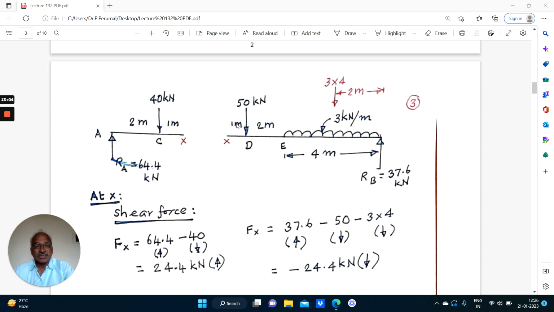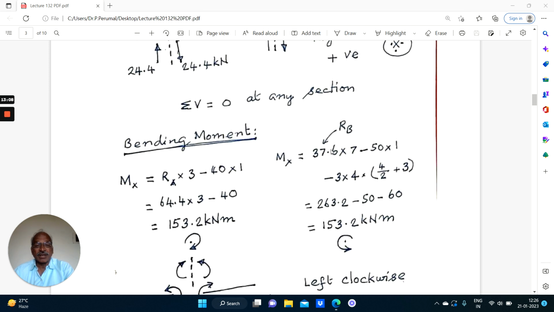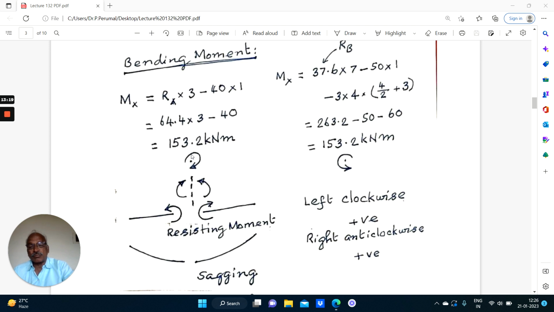So minus 3 into 4 into 5. That is what is the calculation. 37.6 into 7 minus 50 into 1 minus 3 into 4 into 7 is equal to 153.2. Right. So moment: left clockwise positive, right anti-clockwise positive, as far as bending moment is concerned.